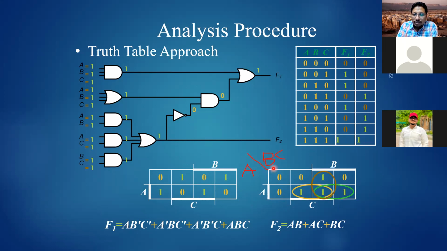Now, if you have here 0, 0, 0, 1, 0, 0, it means that B is 0, C is 0. Here, B is 0, C is 1. Here, B is 1, C is 0. No, here B is 1, C is 1, and here B is 1 and C is 0.